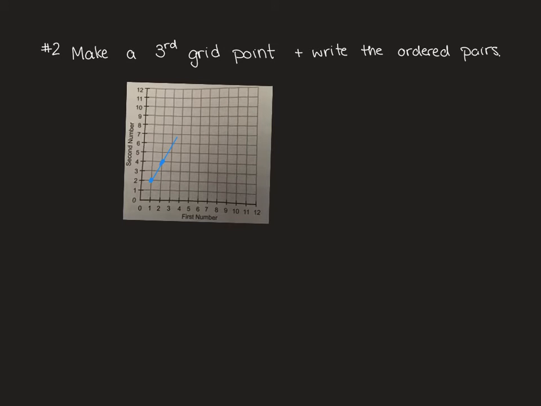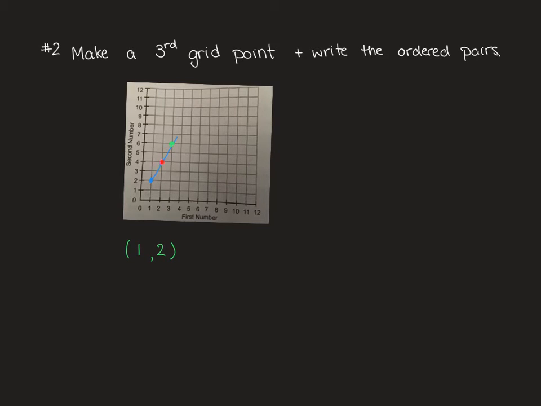Question 2 asks you to make a third grid point and write the ordered pairs. So as we're looking at our graph, here's our first grid point, here's our second. Our third would be the next point that actually touches two corners on the grid. So we could add our third dot here, and then our job is to write ordered pairs. So we're always going to go first number and then second number. If we look at our first point, it is 1 and 2. Remember, we always go down to the x-axis or the first number first. So it would be 1, 2.